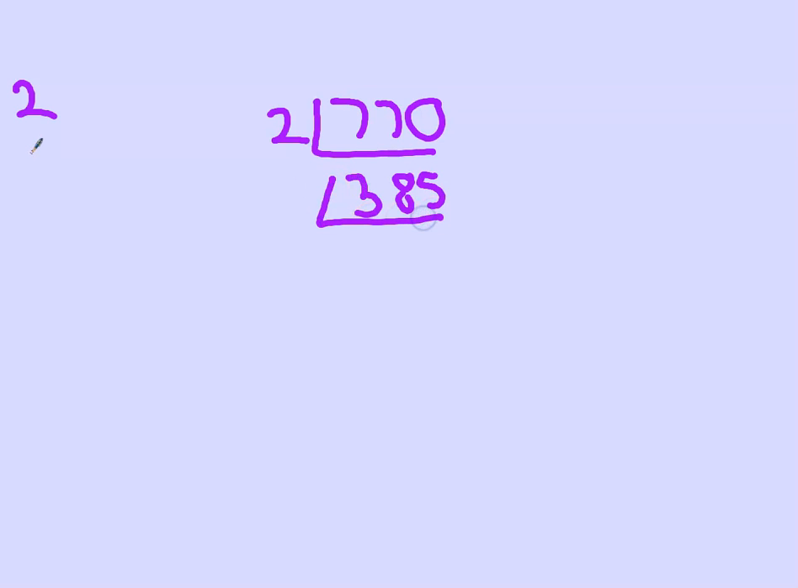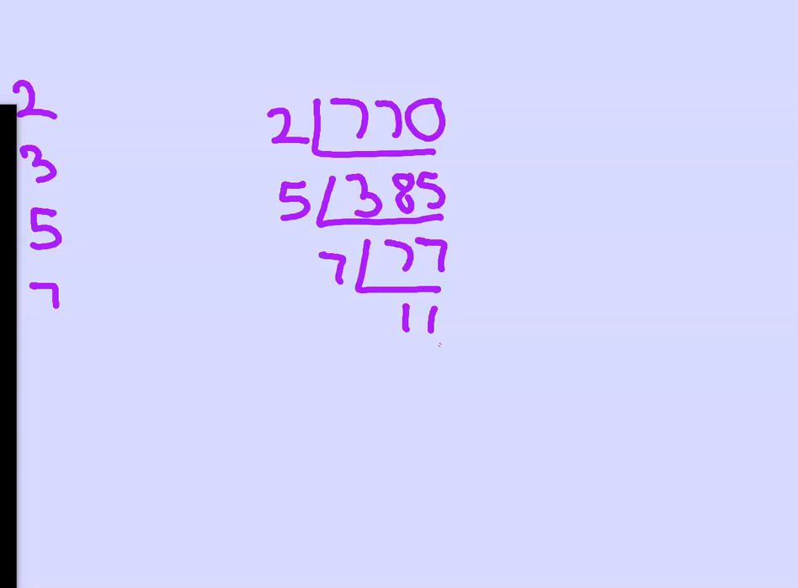Okay. Does that divide by 2? No. Does it divide by 3? Well, check it out. 3 and 8 is 11, plus 5 is 16. Nope, doesn't divide by 3. Does it divide by 5? Well, yeah, it ends in 5, so let's divide that by 5, and you get 77. Okay. Does that divide by 5 again? Well, no, but does it divide by 7? Yeah. You get 11. And 11's prime, so here's your prime factorization: 2, 5, 7, and 11.